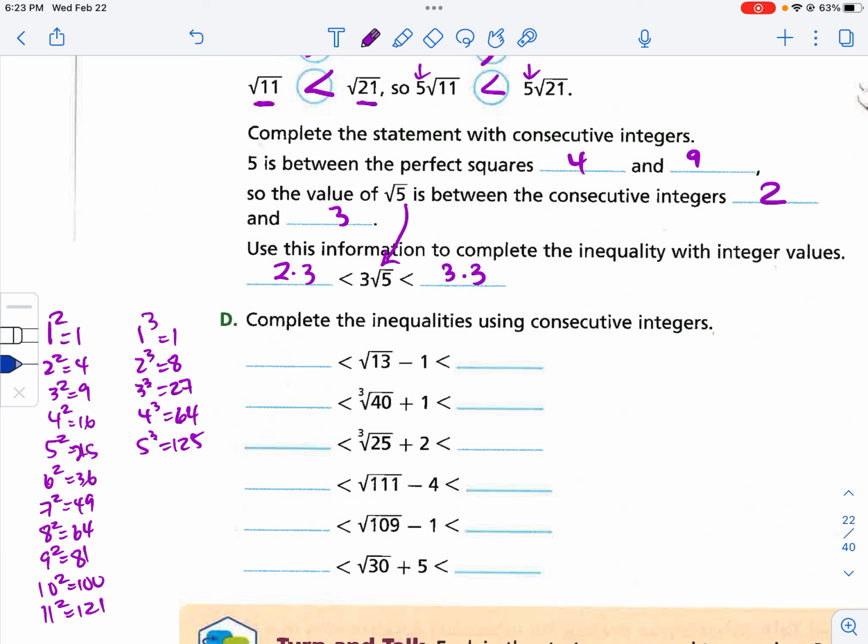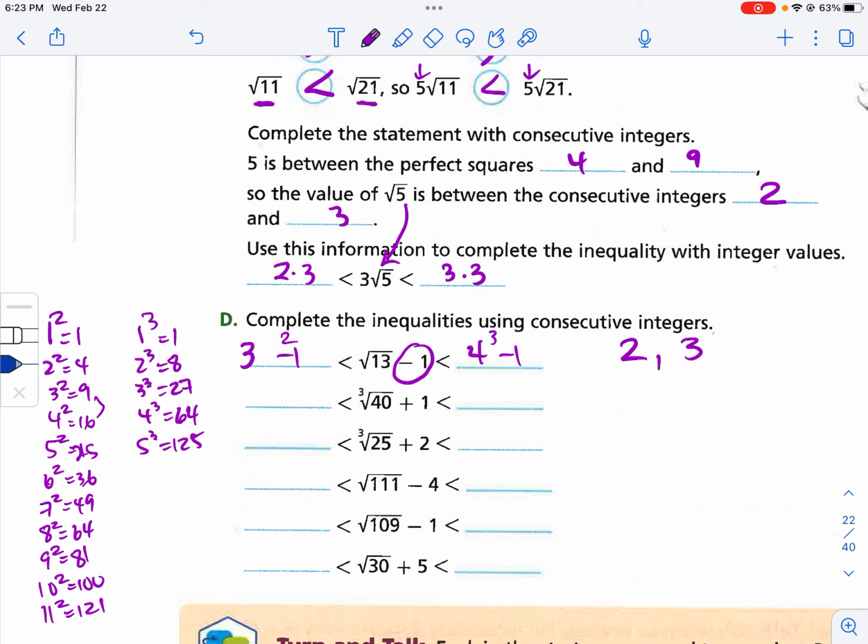So square root of 13. So 13 is between these two right here. So that means it's going to be between 3 and 4, but because they have this minus 1, I need to write minus 1. So this would be 2, and this would be 3 over here. So this would be between 2 and 3.